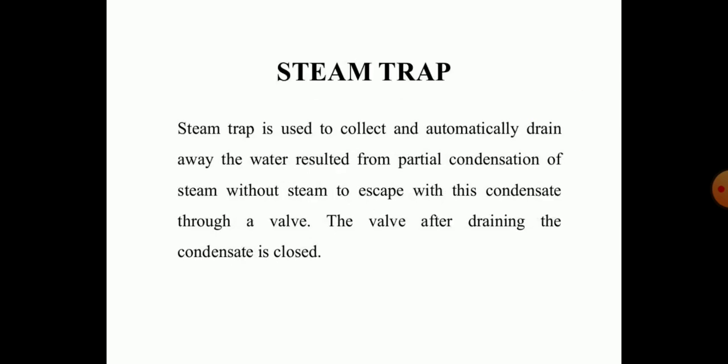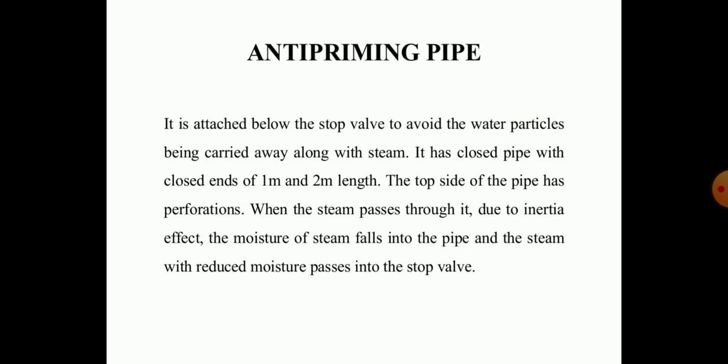The steam trap valve. The steam trap is used to collect and automatically drain away the water resulting from the partial condensation of steam, without which the steam would escape along with the condensate through the valve. The valve, after draining the condensate, closes and traps the steam which could escape from the high pressure, high temperature container. That's why we call this kind of valve a steam trap valve.